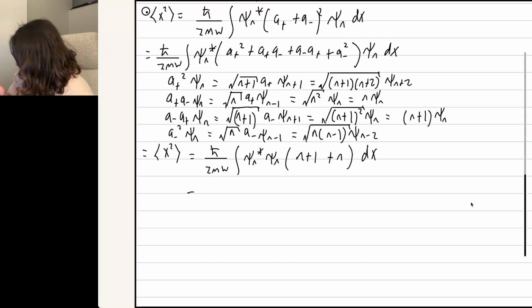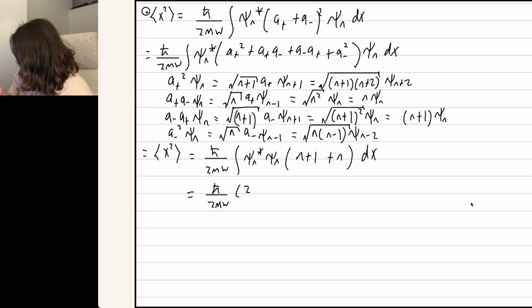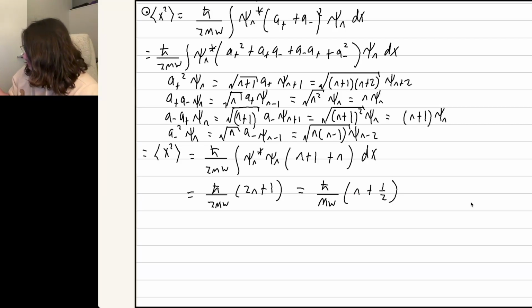So we can pull out that 2n plus 1, and then the remaining integral evaluates to 1. We can factor that 1/2 through to get ħ/(mω) times (n plus 1/2). That's your expectation value for x squared.